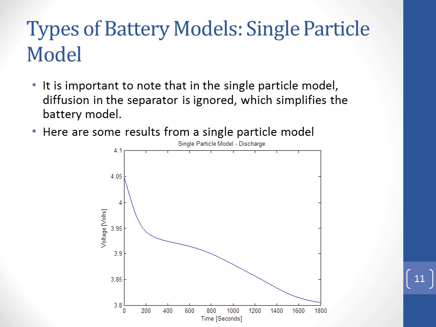What you might have noticed is that I made no mention of the separator being modeled, because in a single particle model, the diffusion is neglected in the separator. This of course simplifies the model, however it does have consequences. In the plot shown, this is a single particle model undergoing discharge for a half hour. You can clearly see the nonlinear voltage drop as a function of time. The plot itself comes from a class project I did last year.